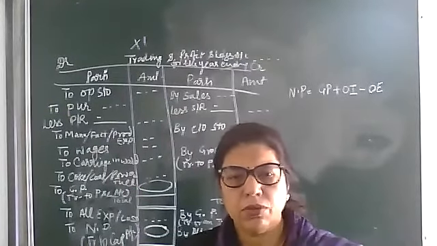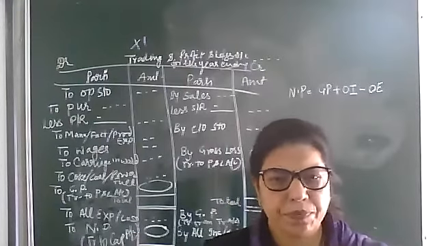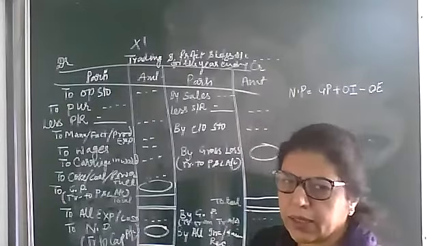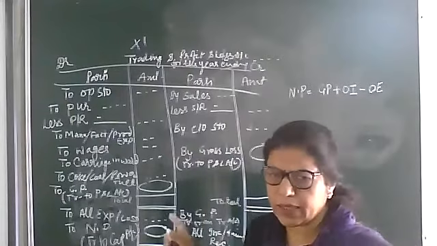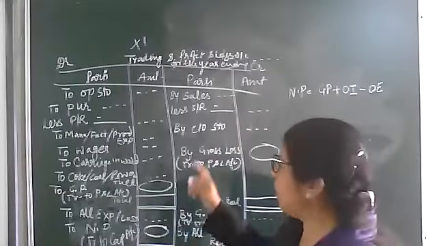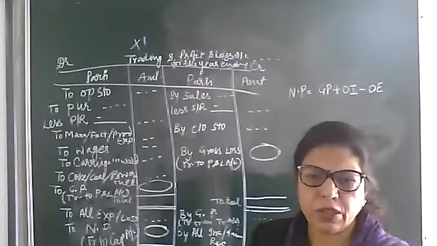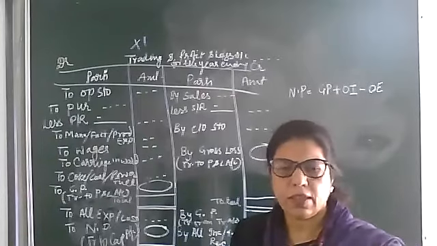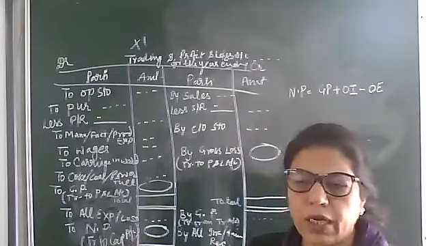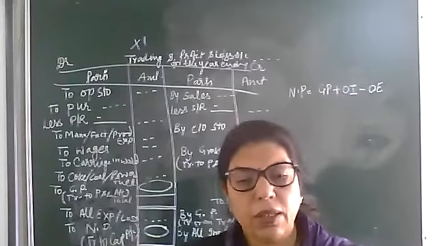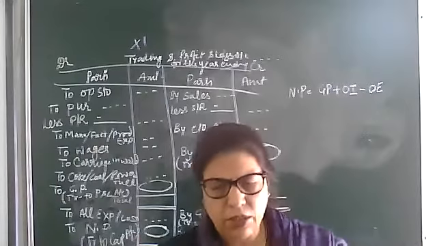Okay. So with the help of trading and P&L account, you can make the general entries easily. Now see, again, this is trading and P&L account. This is by sales, less sales return, by closing stock, by gross loss, and debit side to opening stock, to purchase, less purchase return. So these two accounts are to be prepared to know the gross profit and gross loss, or net profit or net loss.